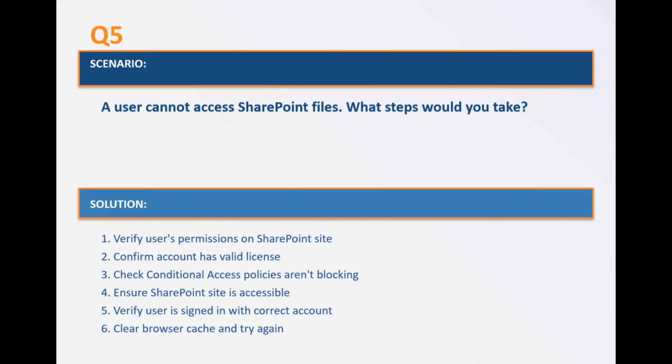Scenario 5. A user cannot access SharePoint files. What steps would you take? Verify the user permissions on the SharePoint site. Confirm the account is licensed and ensure conditional access policies are not blocking access. Check whether the site is available and if the user is signed in with the correct account.